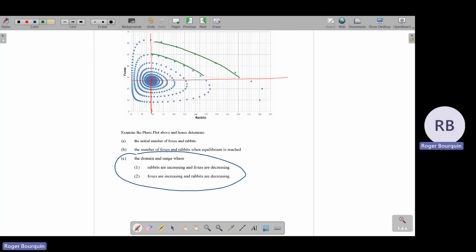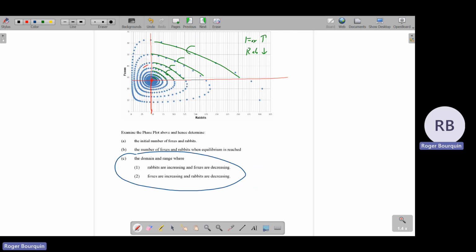The same thing's happening in that region, right? What's happening over here? Foxes are increasing and rabbits are decreasing. Do you agree? Foxes are going up, remember, it's always going in that direction, but rabbits are going down. See how in the quadrant the same behavior is happening.